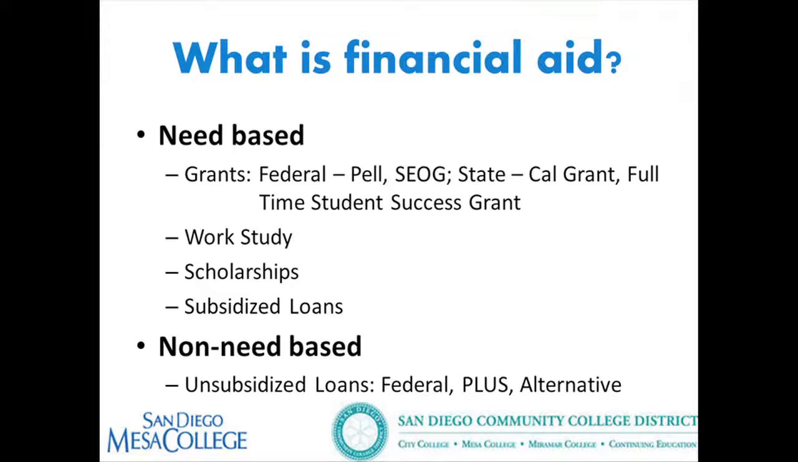Non-need-based would be unsubsidized loans. There's a federal unsubsidized loan. If a parent wants to help you out and take out a loan, there's a Parent Plus loan. And then there's alternative loans, and they're called alternative loans because they're alternative to taking out a federal loan. So it would not be associated with the FAFSA and financial aid. It would be like an education loan through your bank, or there are different government agencies that offer education loans also.